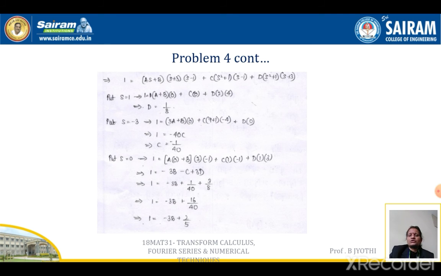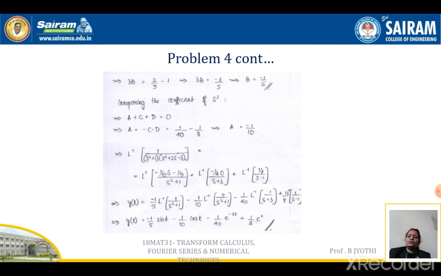Now resolve them into partial fractions by taking the LCM and putting suitable values of s to get the values of a, b, c and d. First of all, let me put s is equal to 1 so that this term cancels, we get the value of only d, which will be 1 upon 8. Next, let us put s is equal to minus 3. Again, the first term and the last term cancel, we get the value of c, which is minus 1 upon 40. By putting s is equal to 0, we get the b value.